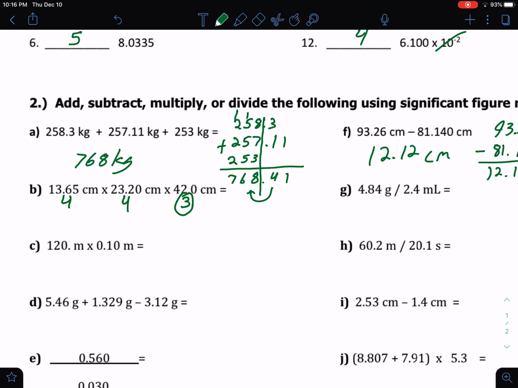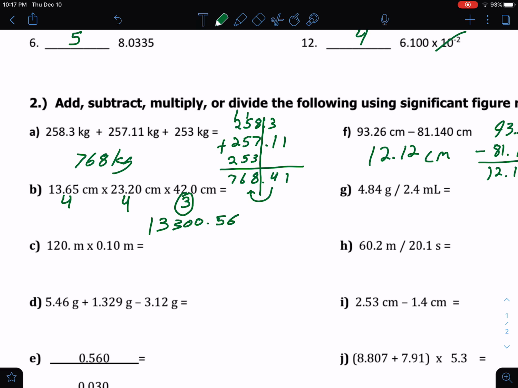So in your calculator, you're going to type that in. So 13.65 times 23.20 times 42.0. And that's going to give me this number right here. I get 13,300.56.